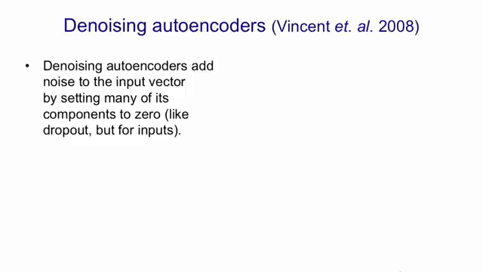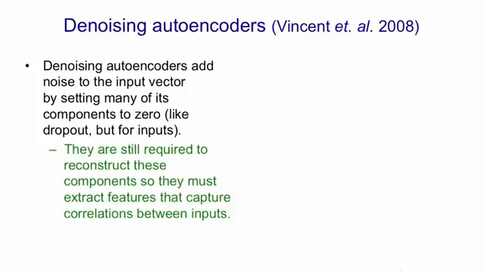Denoising autoencoders work by adding noise to each input vector by setting many of the components to 0, but it's different components for different input vectors. This resembles dropout, but it's for the inputs rather than the hidden units. The denoising autoencoder is still required to reconstruct the inputs that have been set to 0, and so it can't just copy its input. The danger with the shallow autoencoder is that if you give it enough hidden units, it might just copy each pixel to one hidden unit and then reconstruct that pixel from that hidden unit. A denoising autoencoder clearly can't do that.